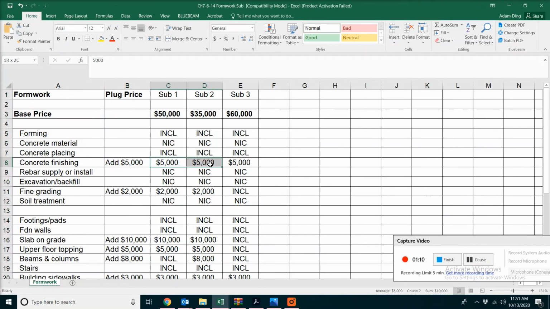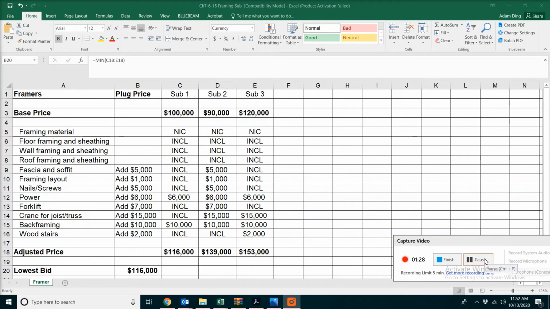Sometimes none of the subtrades was including concrete finishing, and then you will have to plug in a number based on your own estimate or get a quote from somewhere else. The whole point of subtrade evaluation is trying to compare everything apples to apples.